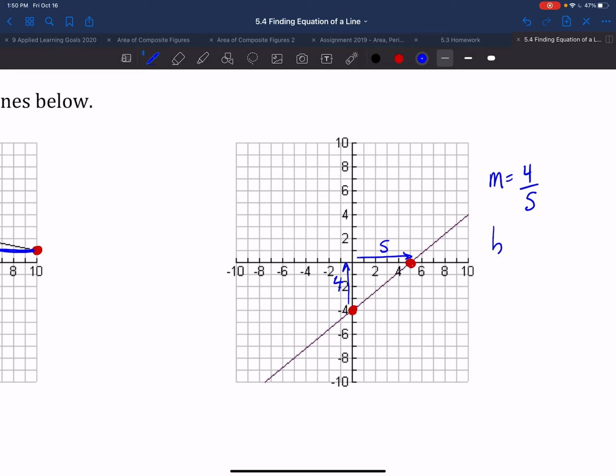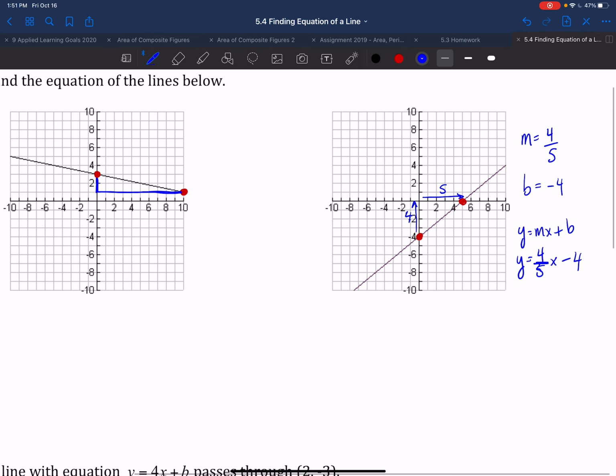And then look at the line. Where is the line crossing the y-axis? Well, it's crossing at negative 4. So if I put all that together into y equals mx plus b, slope is 4 over 5. Y-intercept is negative 4. So that's my equation.